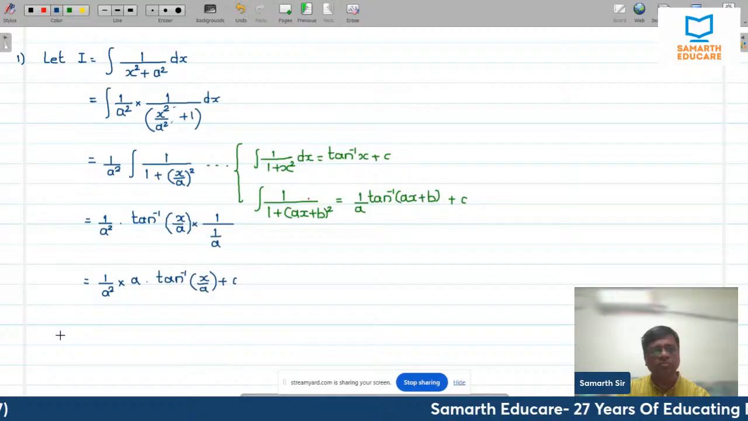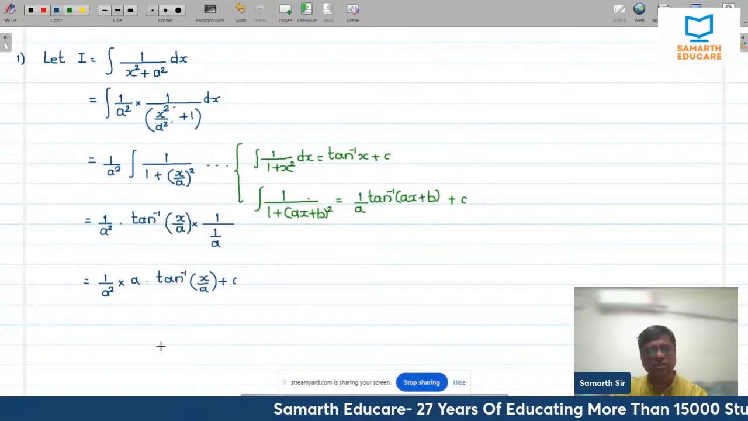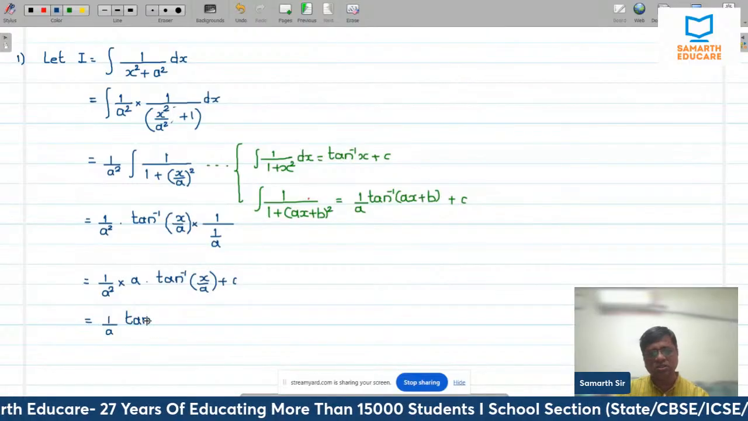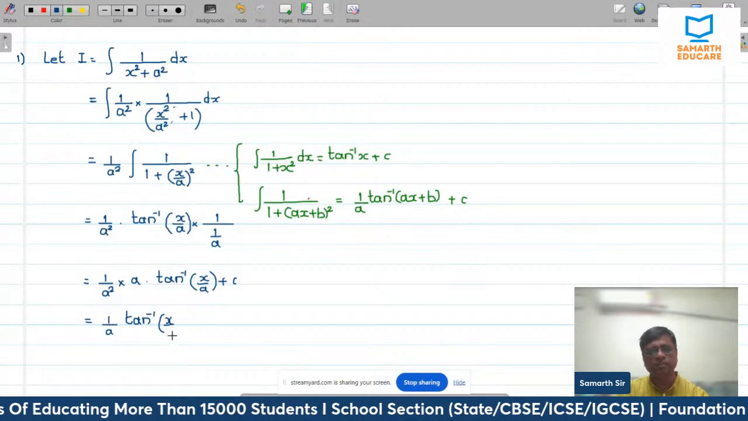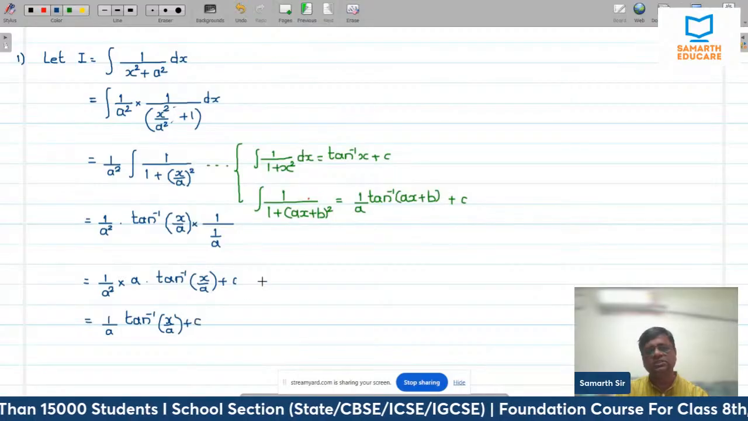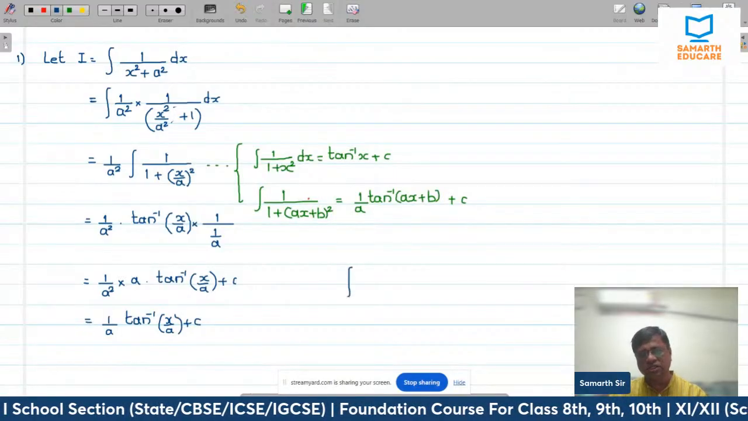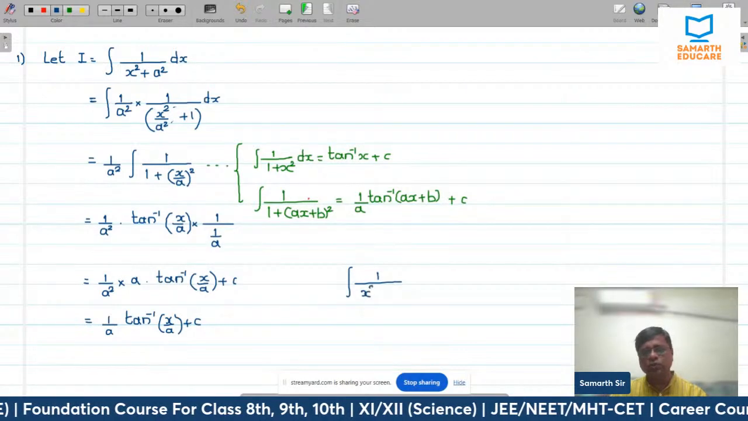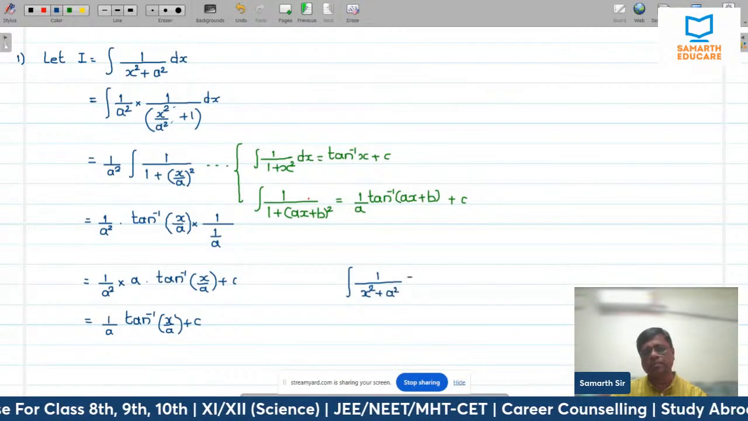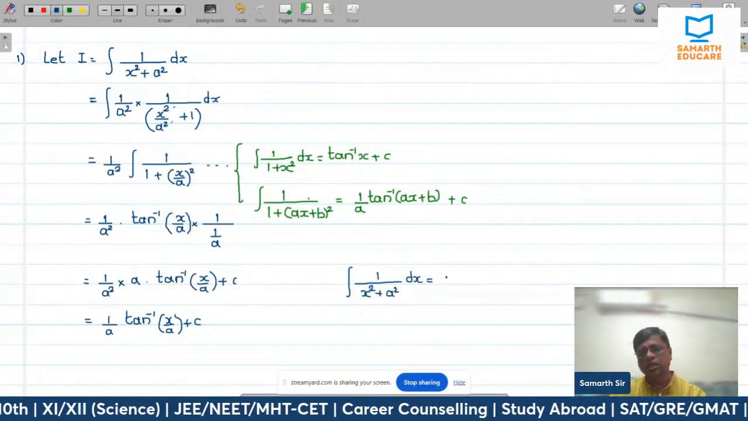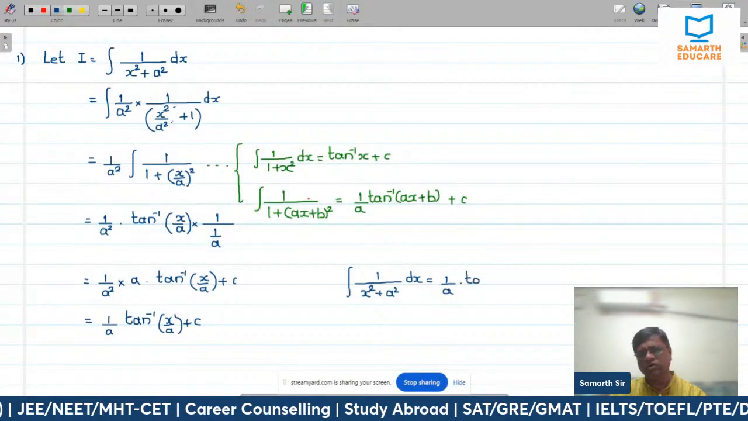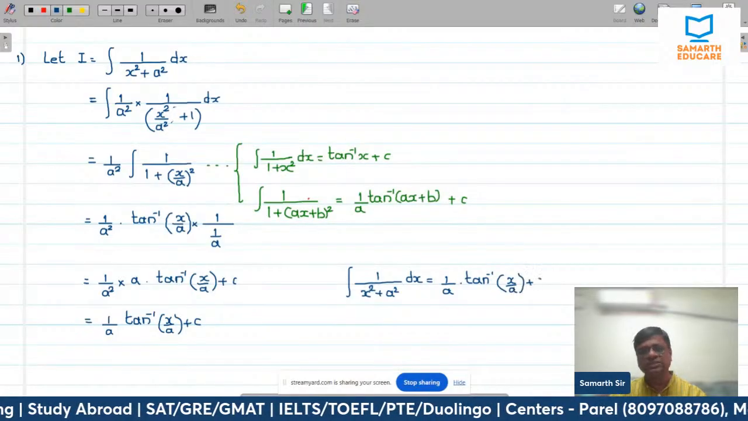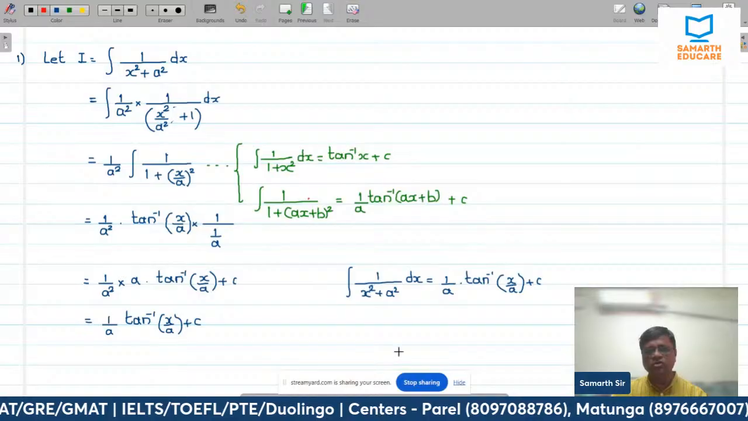plus c, and that means integration of final thing, that is equal to 1 upon a tan inverse x upon a plus c. Hence the first theorem for today, first proof for today is 1 upon x square plus a square is 1 upon a tan inverse x upon a plus c. Now this is the first proof for today.